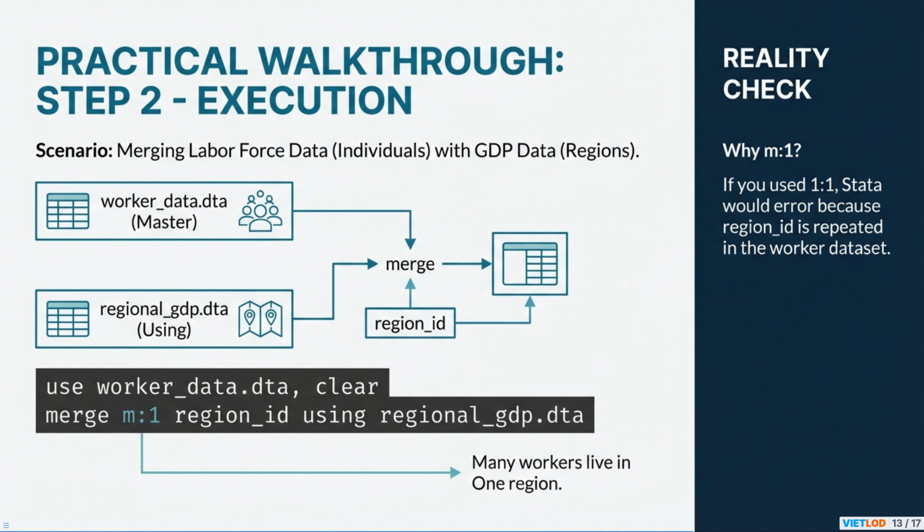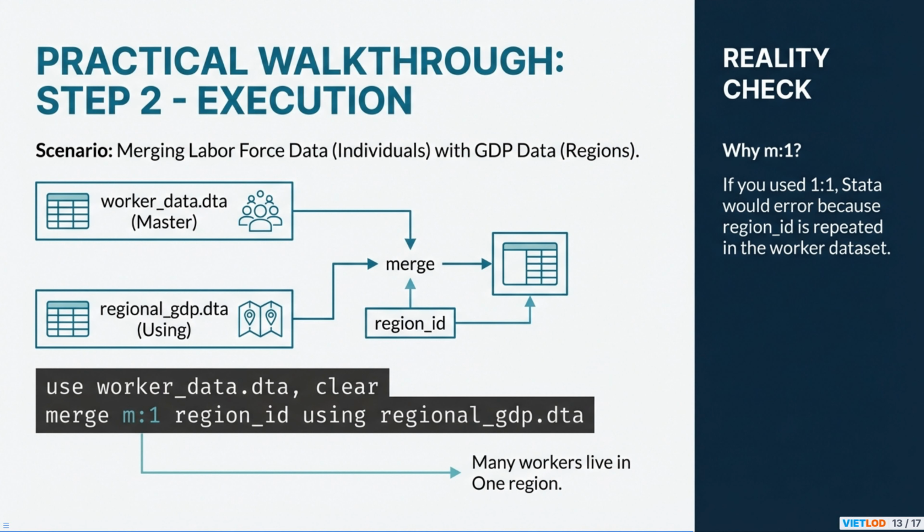Now we execute the merge. Let's consider a scenario where we are merging individual-level labor force data with regional-level GDP data. The workerdata.dta is our master dataset, containing many workers. The regionalGDP.dta is our using dataset, containing one entry for each region. The key variable that links them is region ID.